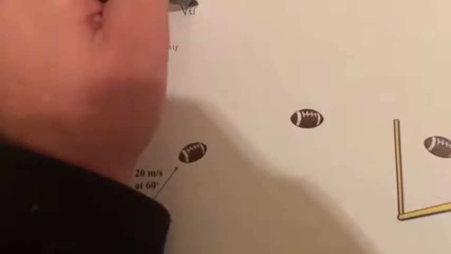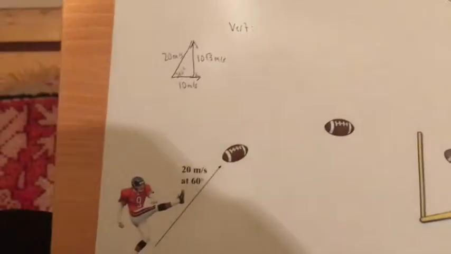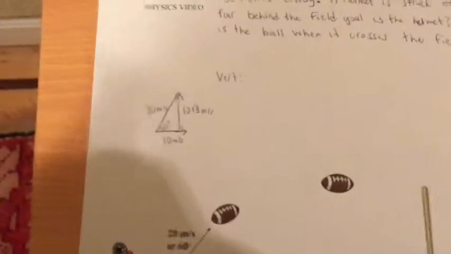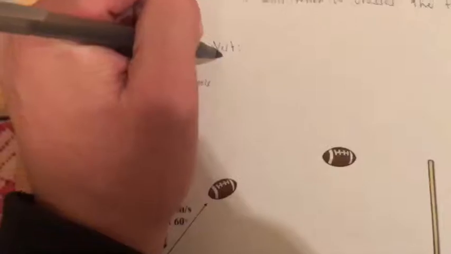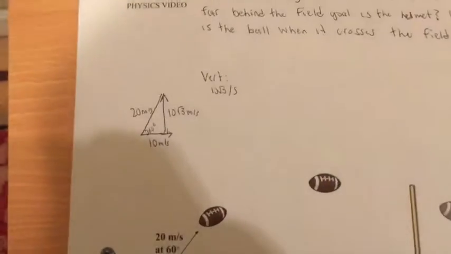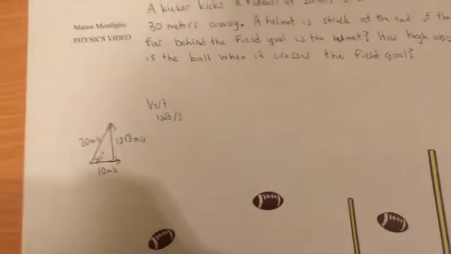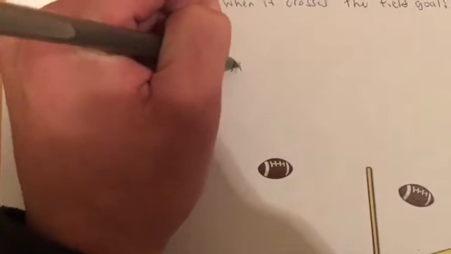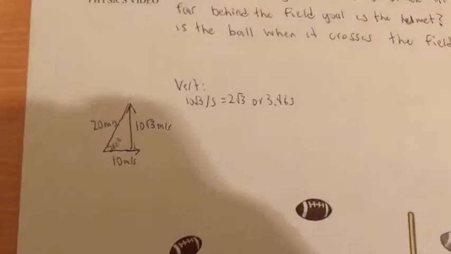So we're going to have the vertical first. So if the object is going up at 10 root 3 meters a second, then it'll be in the air for 10 root 3 over 5. And that's just a shortcut for finding how long it'll stay in the air due to gravity, which means it'll be in the air for 2 root 3 seconds, or about 3.46 seconds.